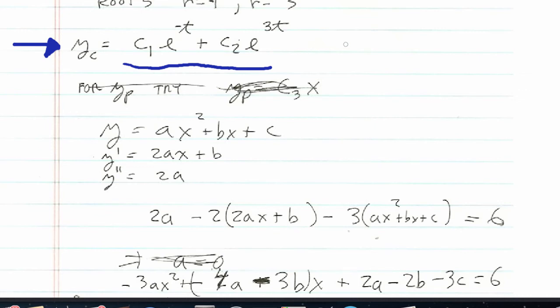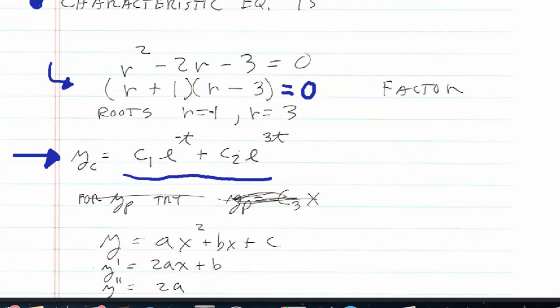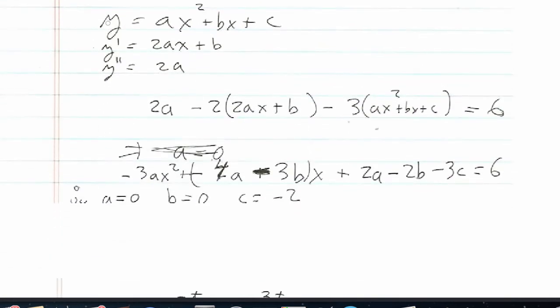Now, we're going to guess a solution for our particular solution. Because of the way this looks, you might remember from our first homework assignment, a good guess would be a polynomial. So here's my polynomial: y is ax squared plus bx plus c. Calculating the derivatives and substituting back into the differential equation, one can see, blah, blah, blah.